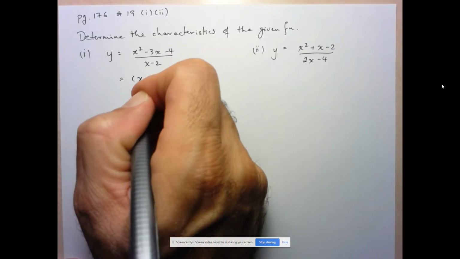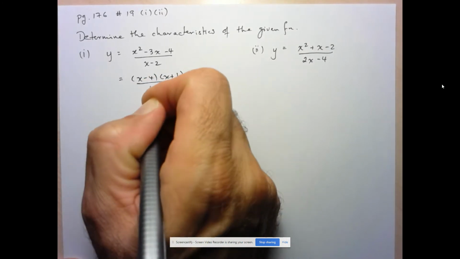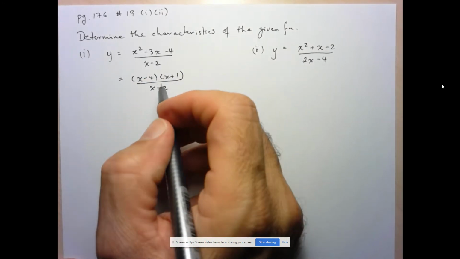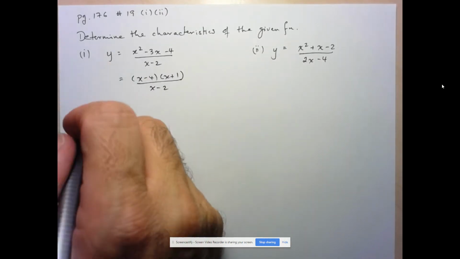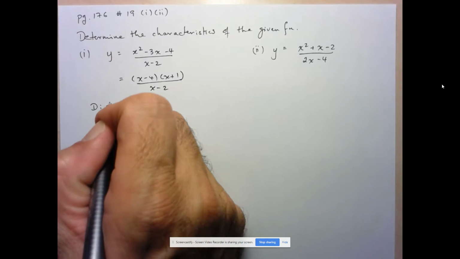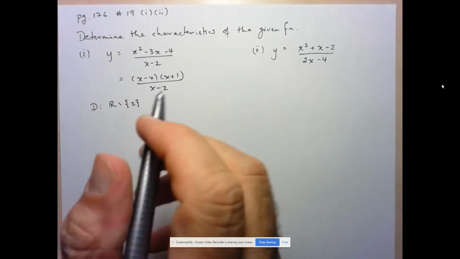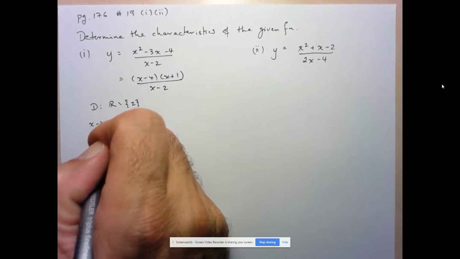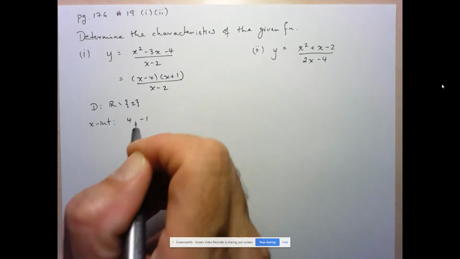So this is (x minus 4)(x plus 1) over (x minus 2). Nothing reduces, so there's not going to be any holes. So I can now start analyzing this function. The domain will be all real numbers except x equals 2. All right, we go to the x-intercepts. Now that it's factored, I can see that the x-intercepts are going to be 4 and negative 1.